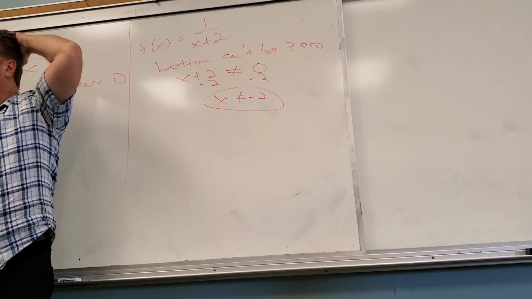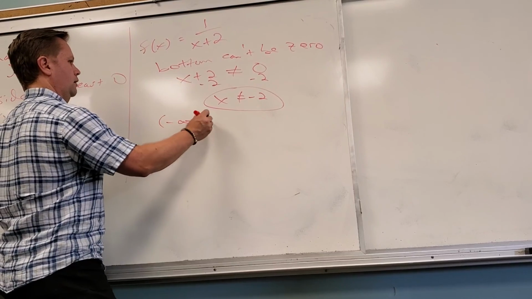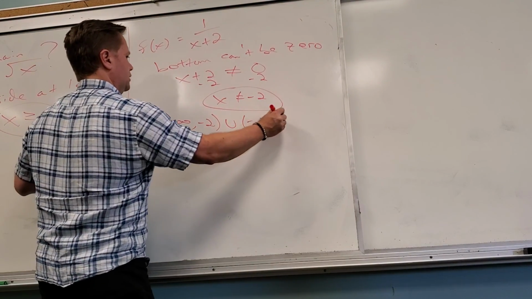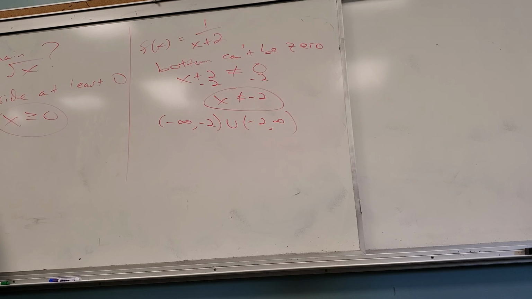So what'd you put? The domain is x can't be 0. That's fine. Here's the official way to write that. I'm sorry, am I going to make you do that now? Negative infinity to negative 2, then negative 2 to infinity. It's a double infinity sign, an 8 on its side.